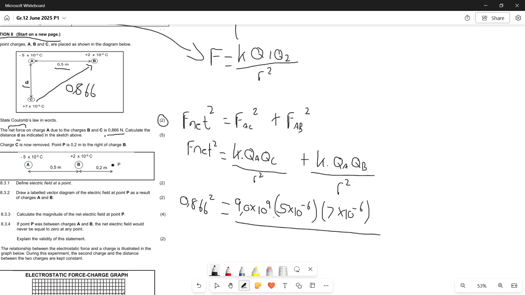Cool. And then our C value is 7 times 10 to the negative 6 over there. And then when we plug in our R, in this case it is D. That is the distance that we want. And then we must just remember to square that as well.